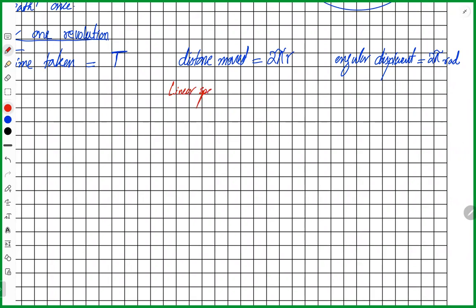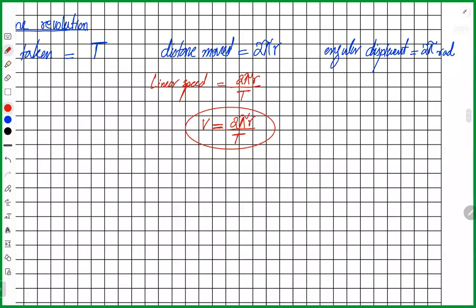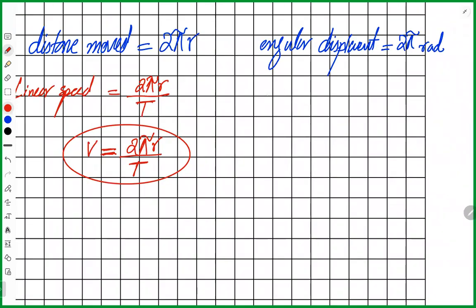Linear speed equals distance traveled, 2 pi r, divided by capital T. So here is a formula for speed: 2 pi r divided by T. Now, angular velocity is angular displacement 2 pi divided by capital T. So omega equals 2 pi over T. So here is another formula.